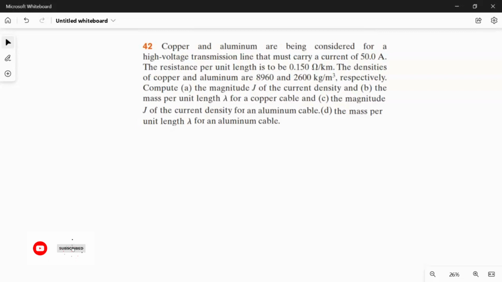Okay. Now I'm going to write the given first, and after that I'm going to work out part A and part C. So what is given here? You have two cables, copper and aluminum, and the current is flowing through this cable. The current information is given, I equal to 50 ampere. And the resistance per unit length value is given, R over L, which takes the value of 0.150 ohm per kilometer. Here we have to convert this kilometer in terms of meter.